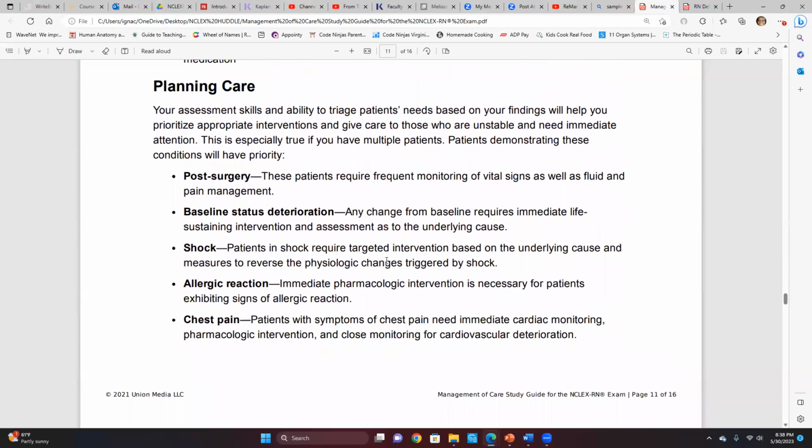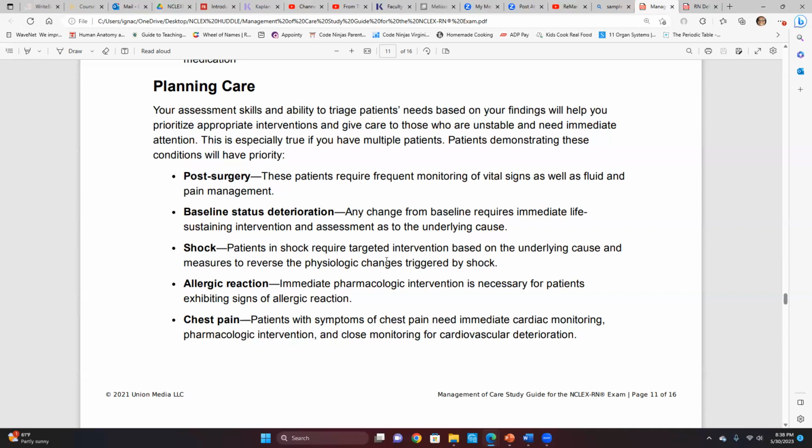Okay. All right, so when you're managing the patient's care, we're planning the care, right? And this is kind of like what we were just talking about, like the post-surgical patient. We know that this patient, we're going to be frequently monitoring their vital signs. We're going to be looking at their pain management. We're going to be looking at their airway. We're going to be looking at their fluid and electrolytes because many times if your patient has had surgery, they have been NPO from anywhere to 4 to 6 hours, maybe even up to 8 hours prior to, right? We're going to look at baseline status deterioration. And so that's another thing to look at before the patient goes for procedure.